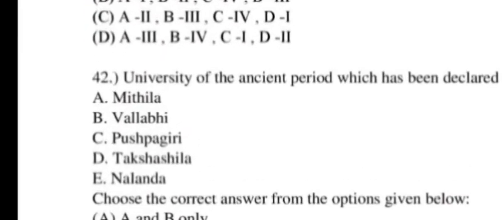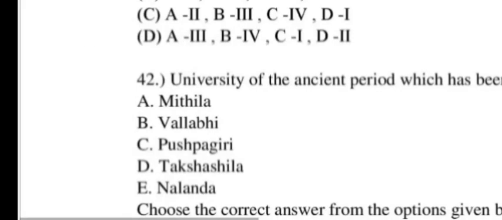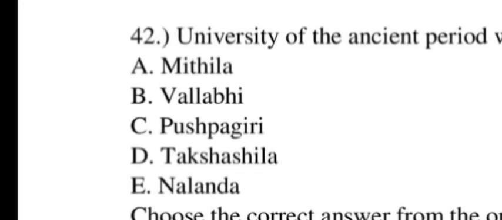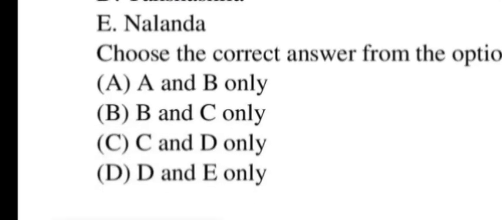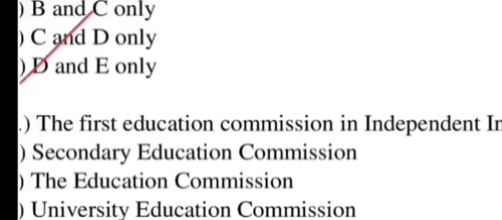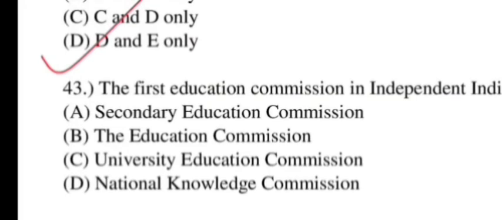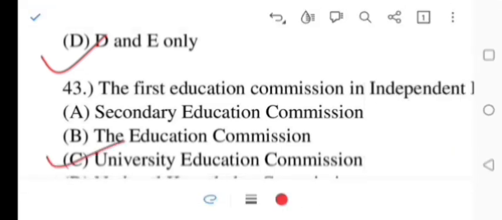Moving on to 42, it says, university of the ancient period which has been declared by UNESCO as a heritage site is what? A, B, C, D, E: Mithila, Vallabhi, Pushpagiri, Takshashila, Nalanda. So these are the options for you. 42, it will be D and E. D and E will be correct. 43 says, the first education commission in independent India is what? Secondary Education Commission, the Education Commission, University Education Commission, National Knowledge Commission. 43, it will be University Education Commission, that means UEC in short form.